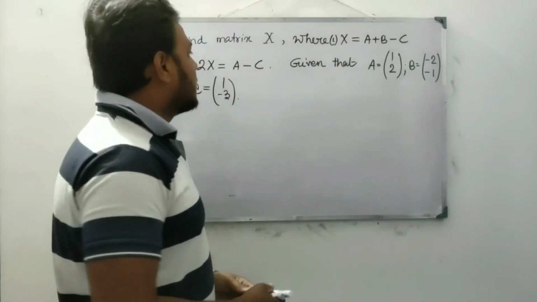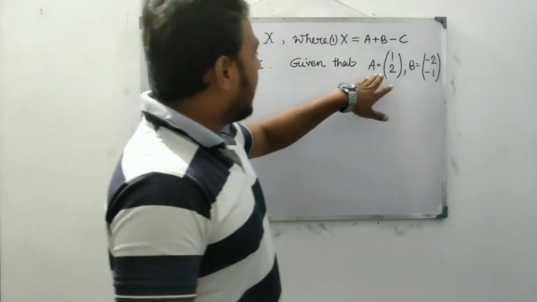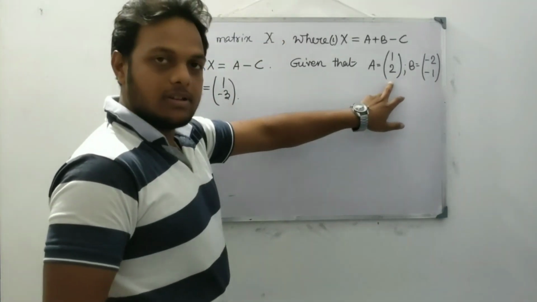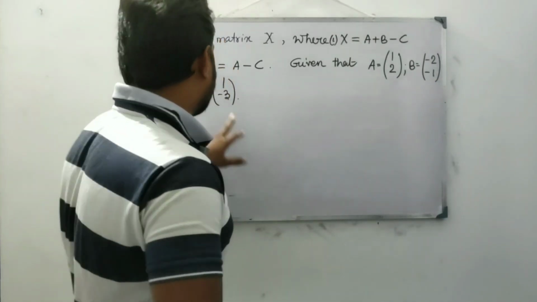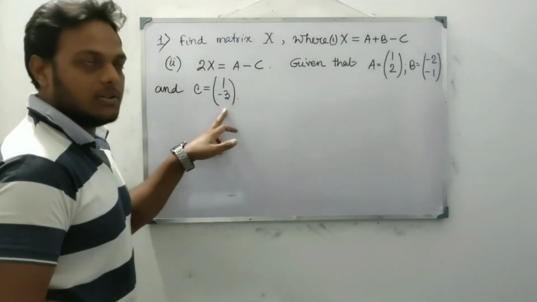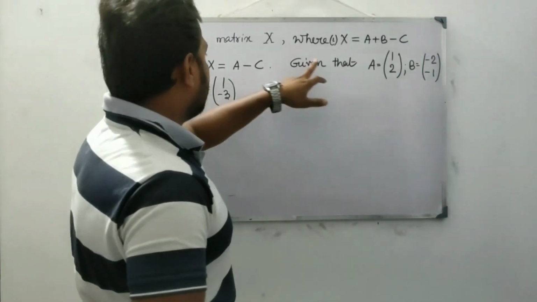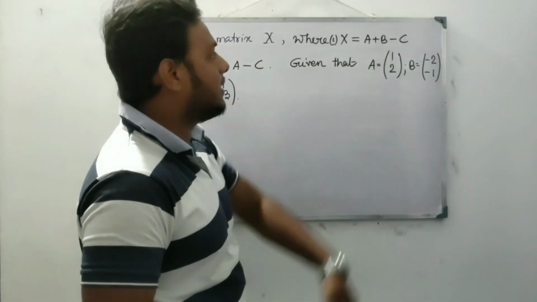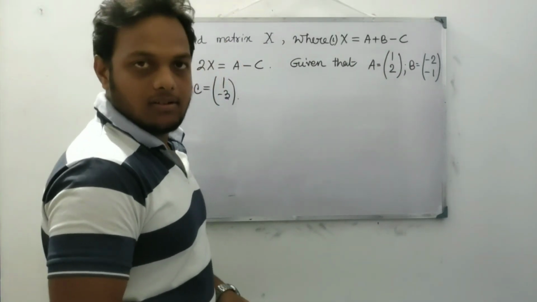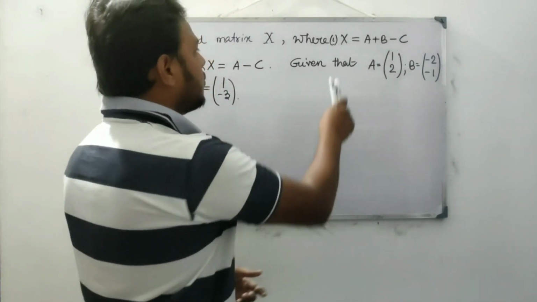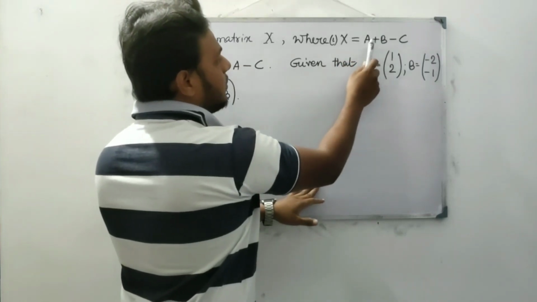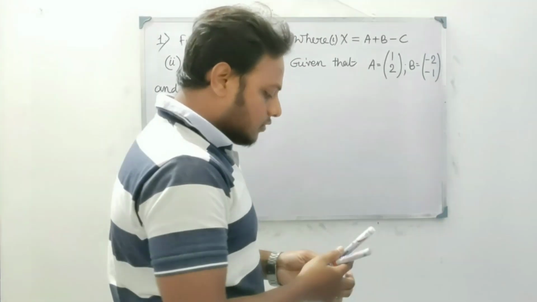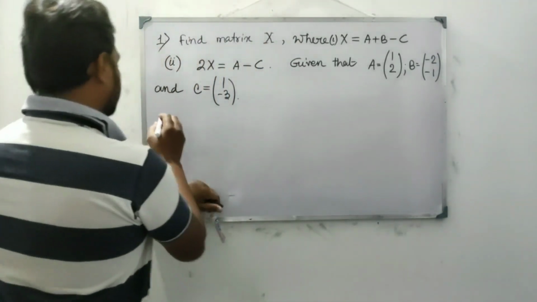Is it clear? So see here, all the matrices A, B, C are of the same order. That means the first one is a column matrix, the second one is a column matrix, and the third one is also a column matrix. Okay, and we have to find X, where X equals A plus B minus C is given. Okay, and you have to solve for X. So to solve the first one, directly we can put the value of A, B and C. Here A, B, C are matrices. Okay, so I am solving the first one.